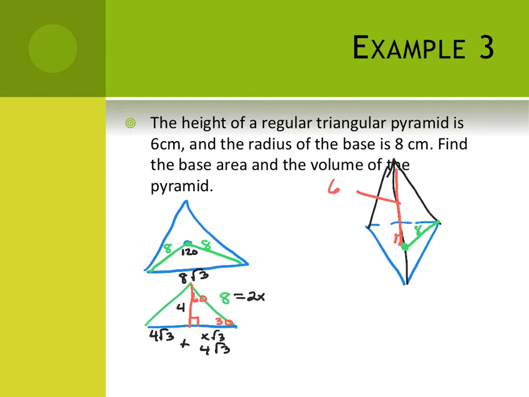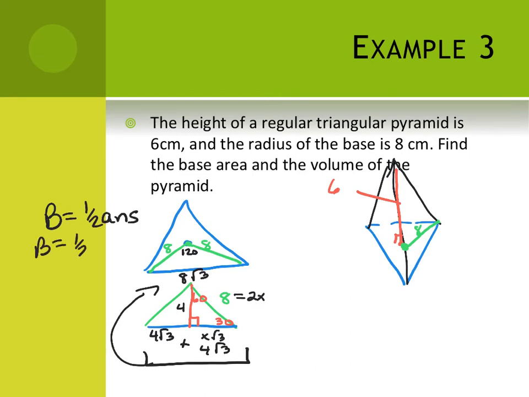Because I'm going to add these two, that makes up the entire side, which is up here. So now let's go ahead and use, for the area of the base, the 1/2 ANS. So area of my base is 1/2. My apothem is 4. Number of sides in a triangle is 3. And the side length is 8 square root 3.